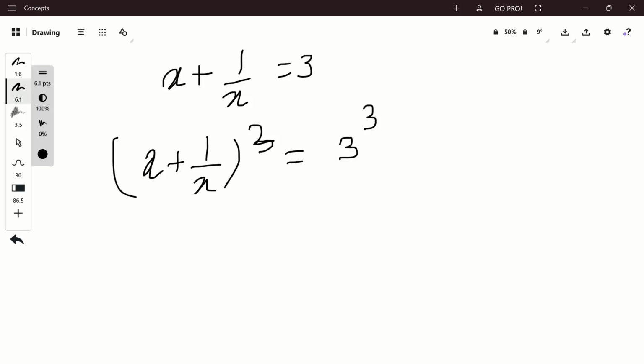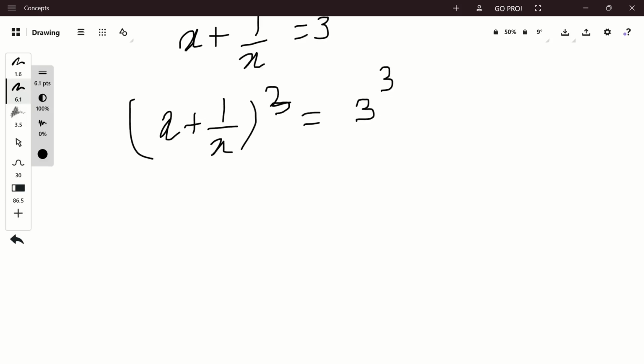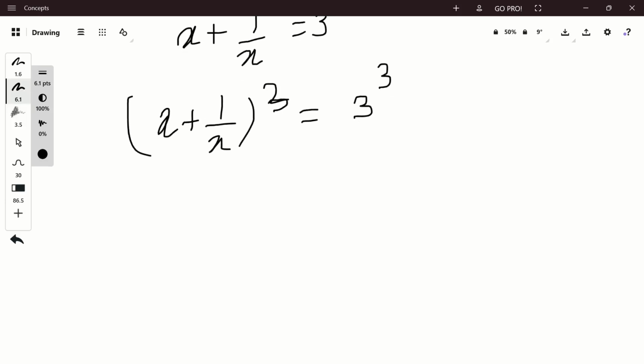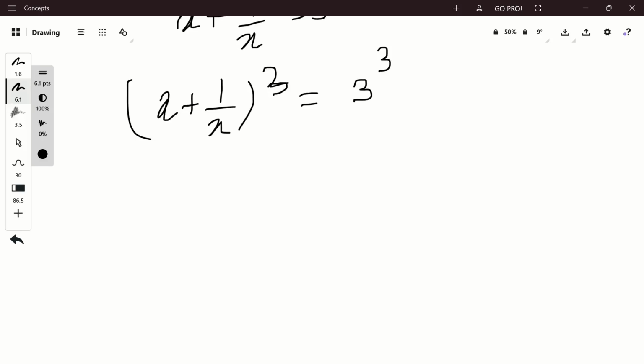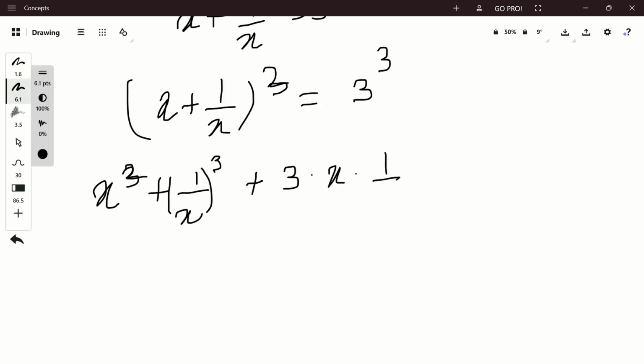Using the algebraic identity, a plus b whole cube is equal to a cube plus b cube plus 3ab, a plus b. We have x cube plus 1 upon x cube plus 3 into x into 1 upon x, into x plus 1 upon x, equal to 27.